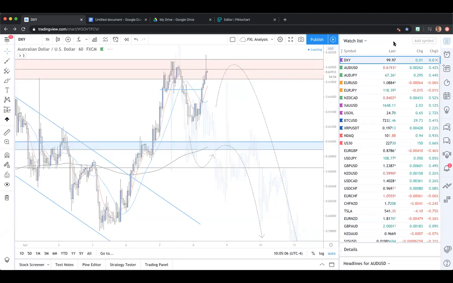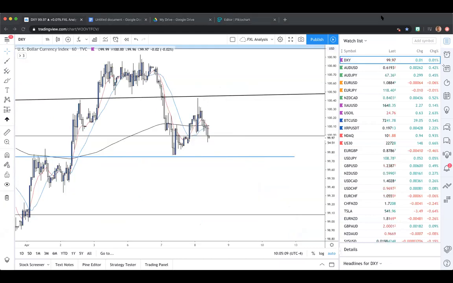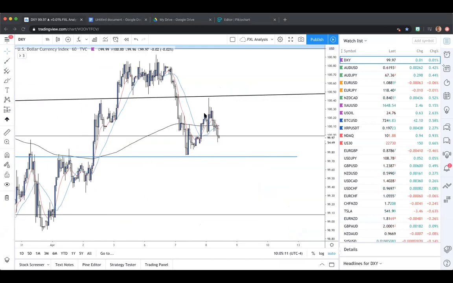All right, so we're going to start off on DXY, as we always do, just to get an idea for the day. We see that it kind of pulled back.